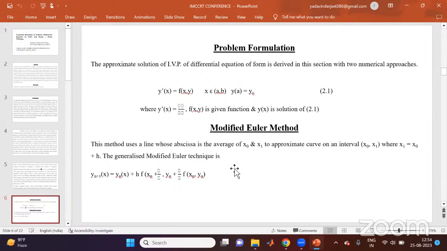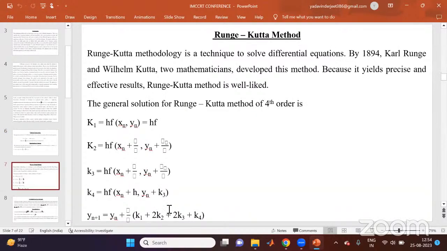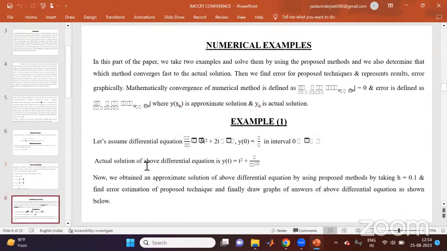First is the modified Euler method, and this is the formula for the modified Euler method: y(n+1) = y(n) + h f(x(n) + h/2, y(n) + h/2 f(x(n), y(n))). And the Runge-Kutta technique. This is the Runge-Kutta technique of fourth order. These are the formulas for Runge-Kutta: K1, K2, K3, and K4. And last is y(n+1).